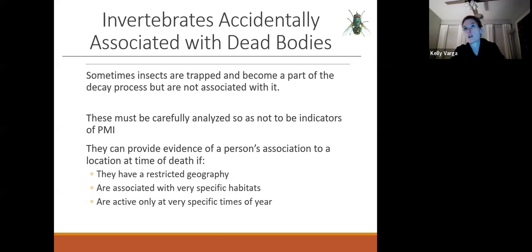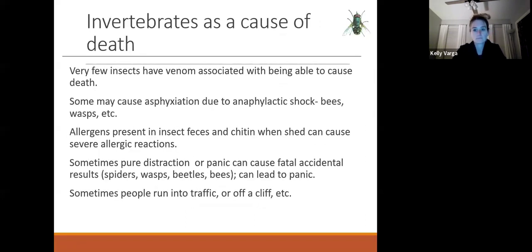So again, a question could be: how could invertebrates that are accidentally associated with dead bodies, while not indicative of PMI, be helpful, right? They could tell us, due to the restriction of their geography, due to potentially having very specific habitats, or being active at only specific times of year.